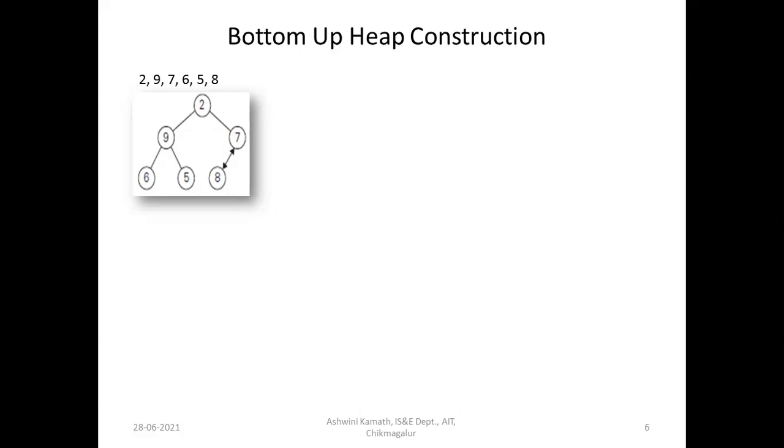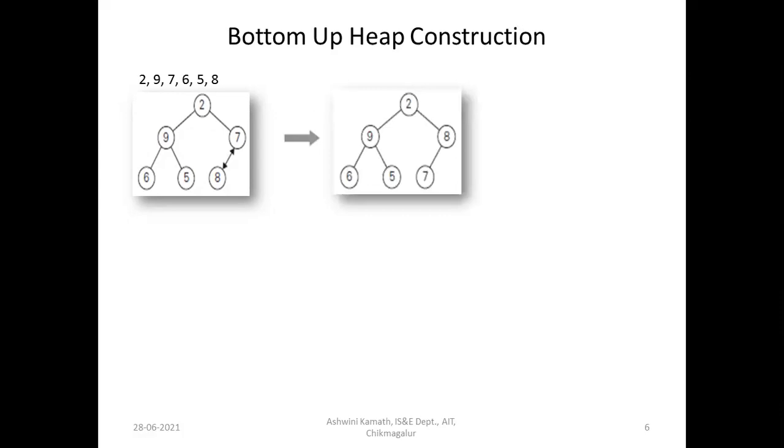So in position 3, we have a parent node, and its child node will be in 2 into 3, the 6th position, that is 8. Now 8 and 7 we are going to compare. It is not satisfying the parental dominance condition, right? Because 7 is lesser than 8. Now you exchange these two.